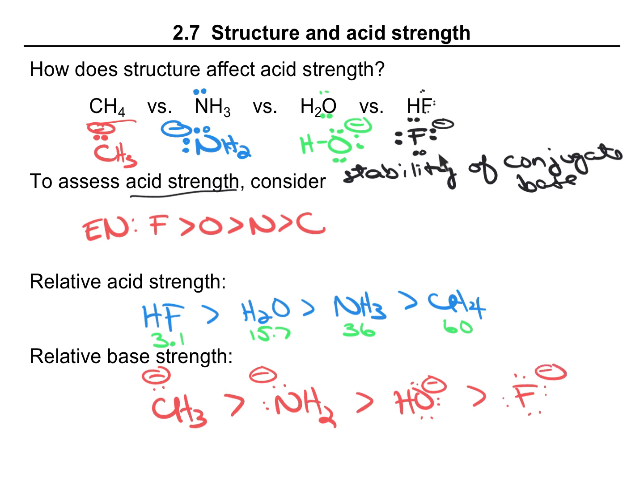And that should make sense because we just said that this is the most stable, it's best able to bear that negative charge. Well, this is perfectly happy having a negative charge, maybe not perfectly happy, but the least unhappy of all of these. It's not feeling desperate to grab a proton to get rid of that negative charge. So as we think about how structure affects acid strength, as we are comparing across the periodic table, we want to focus on electronegativity. The more electronegative the element, the stronger the acid.